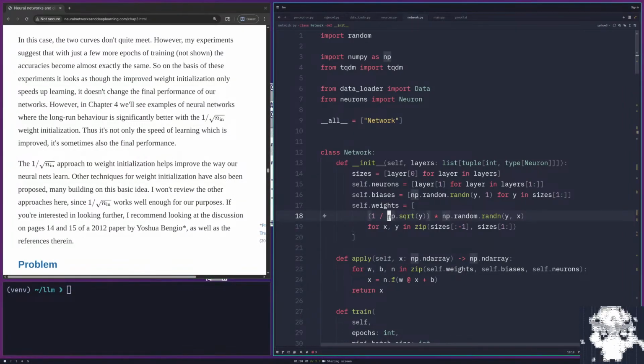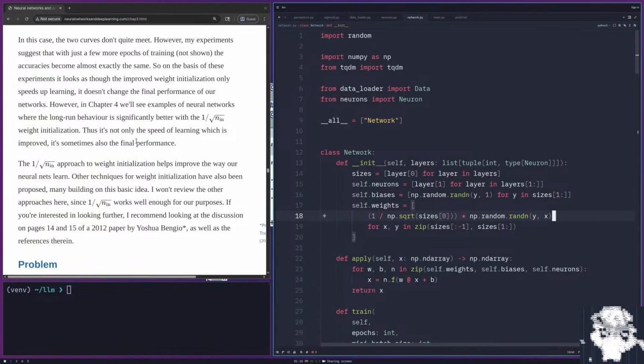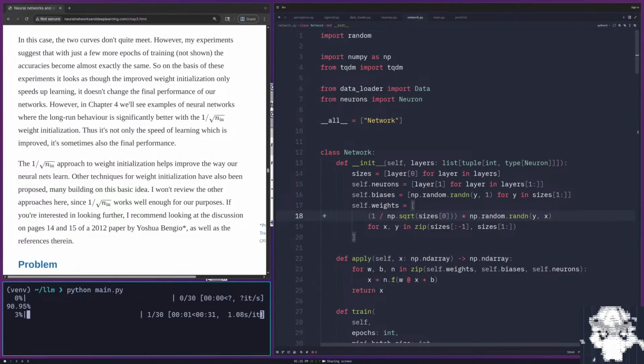So actually, they're saying don't worry about the size of the matrix, only use the size of the input. So I shouldn't be doing square root of y, I should be doing square root of sizes of 0. Well, that didn't work.